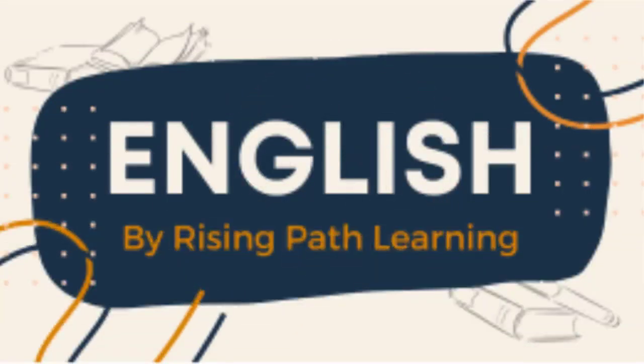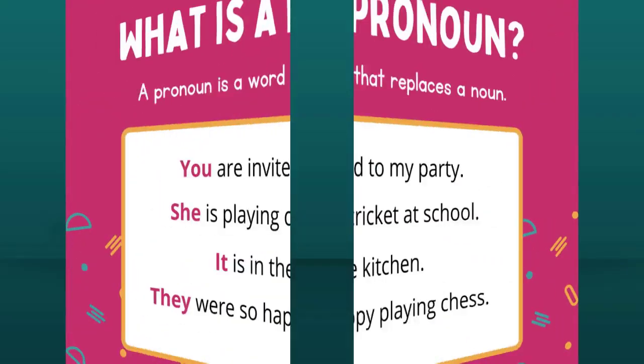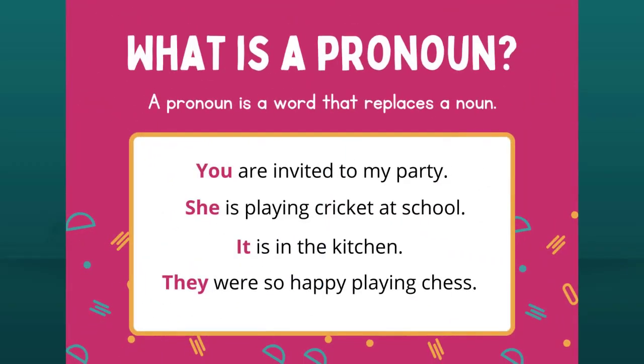Define pronouns with examples. What is a pronoun? A pronoun is a word that replaces a noun. Let's discuss some examples. You are invited to my party. Pronoun: you. She is playing cricket at school. Pronoun: she. It is in the kitchen. Pronoun: it. They were so happy playing chess. Pronoun: they.